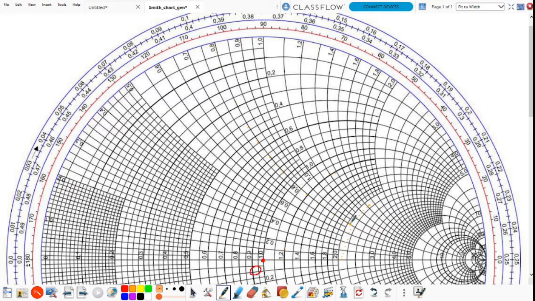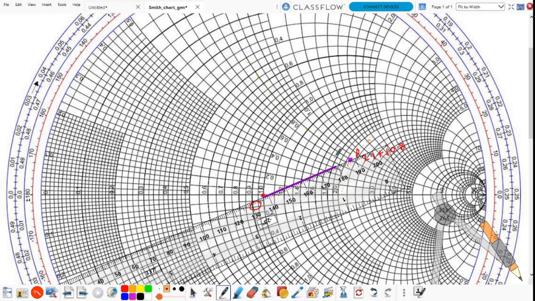And this point is the intersection point of the r equal to 2.1 constant circle and the x equal to 0.8 constant circle. This intersection point is considered as point P. So what is this point value? r equal to 2.1 constant circle plus j, x equal to 0.8 reactance circle.